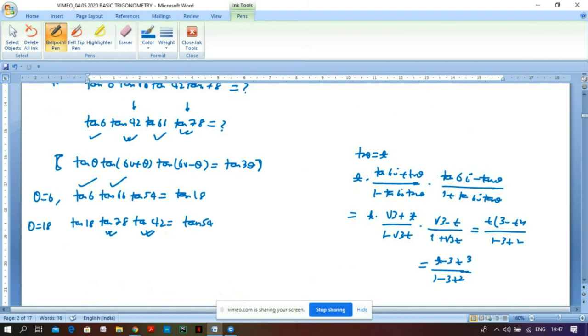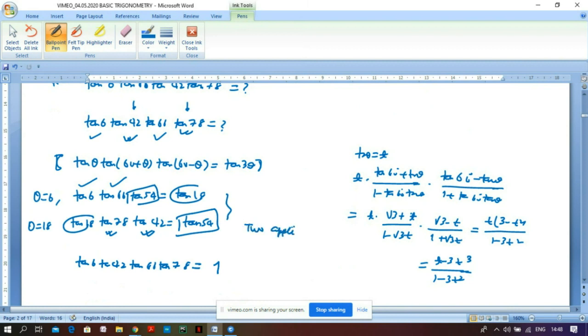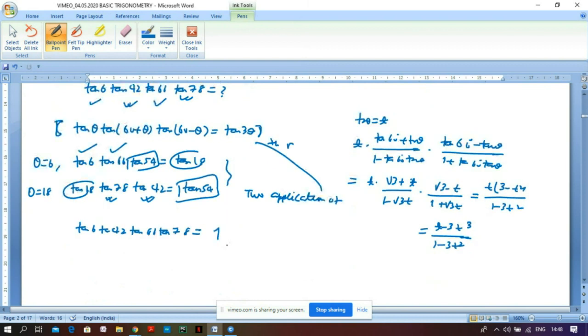And whatever extra, if you multiply, they will cancel out nicely. So if I multiply these two, I'll get tan 6, this tan 18 and tan 18, and tan 54 and tan 54, they'll cancel away. I'll get tan 6, tan 42, tan 66, tan 78. I'll exactly get it to be 1. So that's a good question for integer type, where they can ask you some applications. Here we have done two applications of this result. So that's wonderful that we got it using like this.